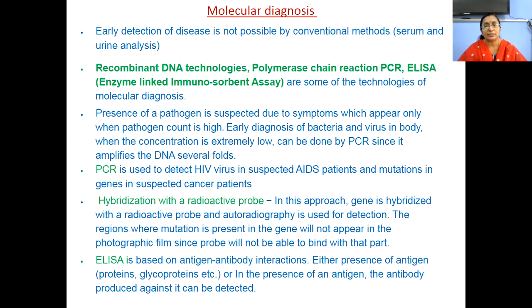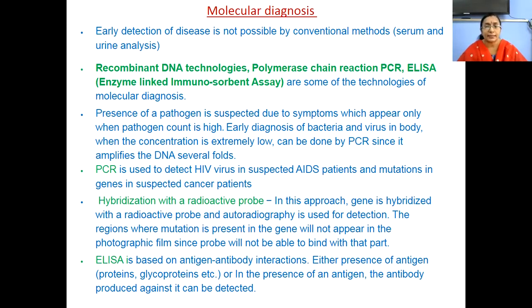So generally the methods that we use for molecular diagnosis are recombinant DNA technology, polymerase chain reaction, and ELISA, that is enzyme linked immunosorbent assay, which you must have studied about in human health and disease when we talked about AIDS. So how PCR will help is, if we are able to detect at least some viruses in the blood, especially for example in the case of AIDS, then we can start treatment early. So PCR will amplify the gene or amplify the DNA several folds. So we can use PCR to amplify the antigens and then find out whether it is present or not.